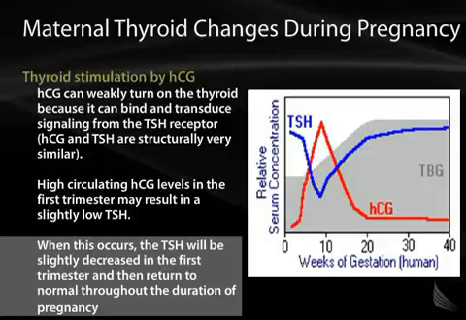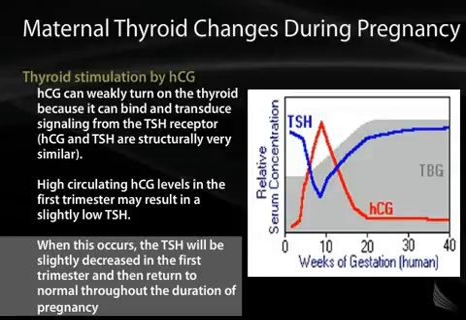So the take-home point here is that in the first trimester, the only hormone that is a true valid measure of thyroid status is the free T4. Total T4 is not a valid measure because of the increase in TBG, which gives you a falsely high total T4. And in the first trimester specifically, if you measure TSH, you'll get a falsely low suppression as a result of this increase in HCG.